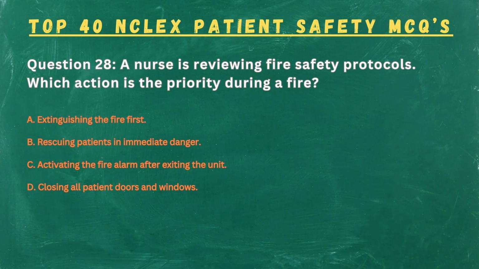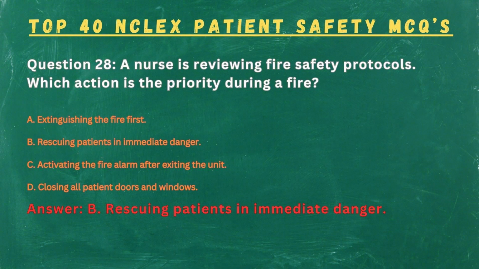Question 28. A nurse is reviewing fire safety protocols. Which action is the priority during a fire? A. Extinguishing the fire first. B. Rescuing patients in immediate danger. C. Activating the fire alarm after exiting the unit. D. Closing all patient doors and windows.